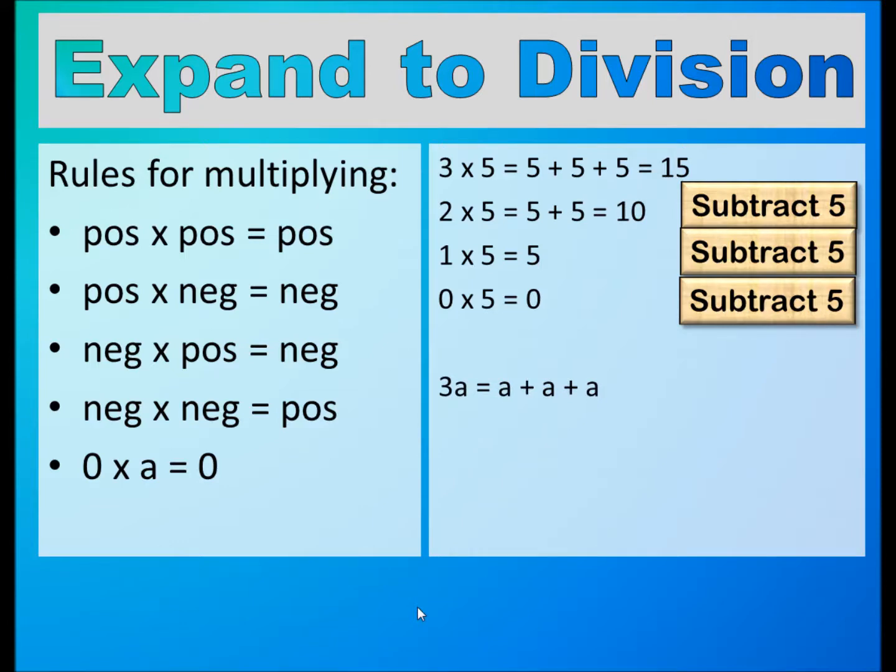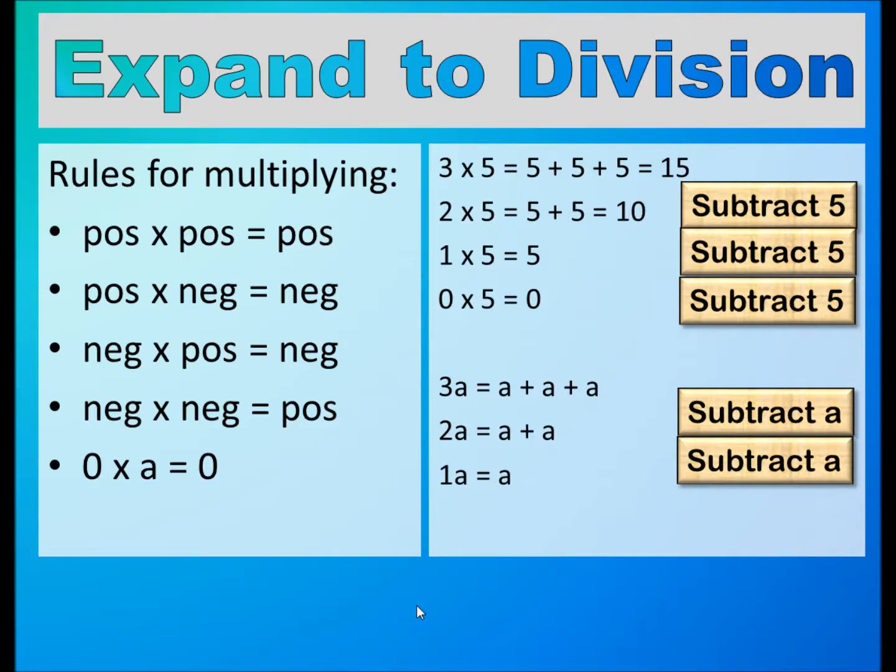3a, so that means 3 times a is equal to a plus a plus a. 2a is equal to a plus a. 1a, you have 1a, and so that's equal to a. To go from 3a to 2a, you subtract a. To go from 2a to a, you subtract a.